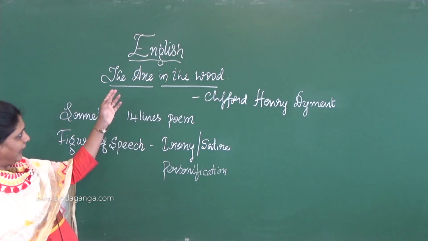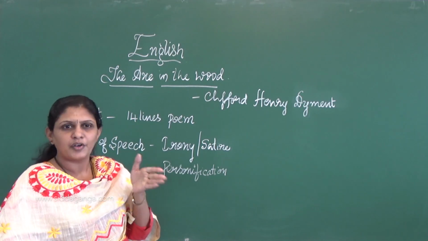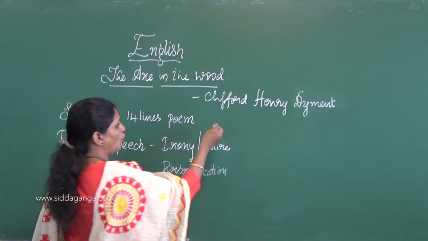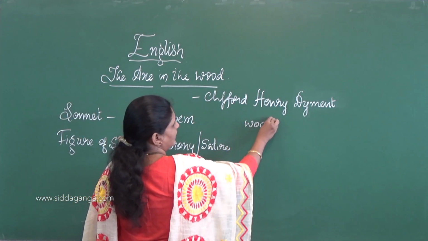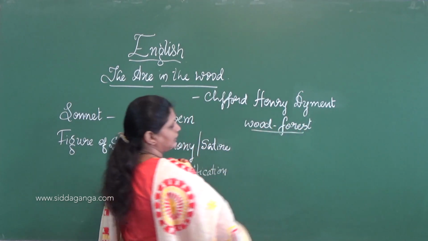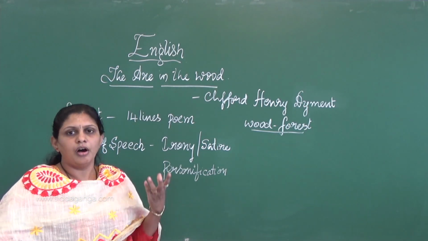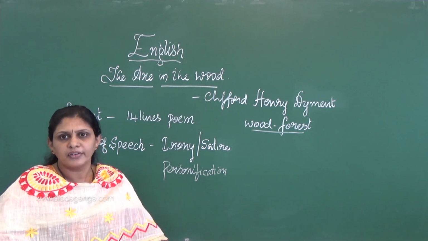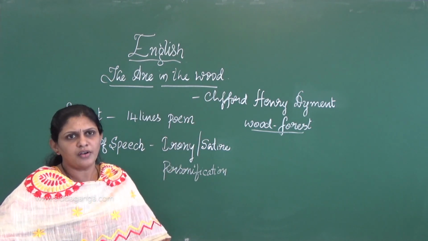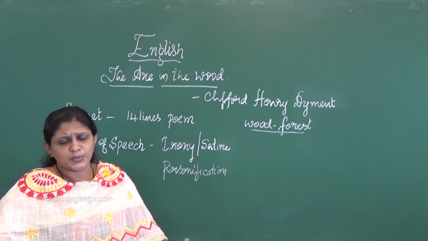Now come back to the title. Axe, you all know, is a tool used to cut trees. Wood means what? Forest. What's the meaning of wood? Means forest. So with this you come to know that the poem is around forest or trees, preservation of natural resources. Forest, okay, preservation of natural resources. Come back to the poem, page number 151.